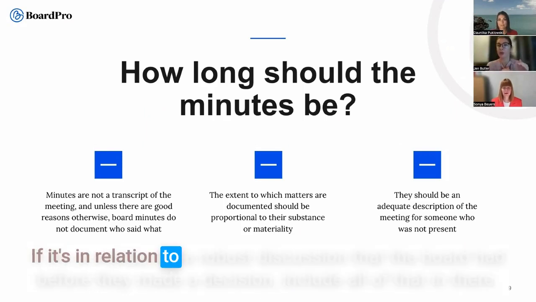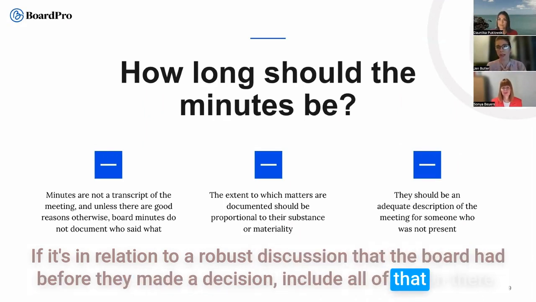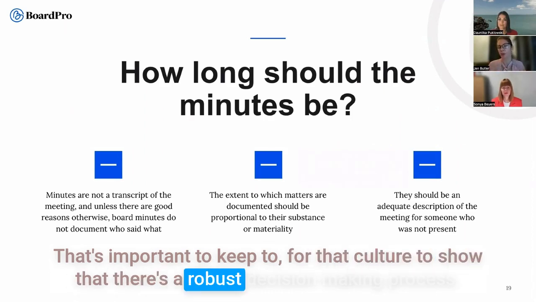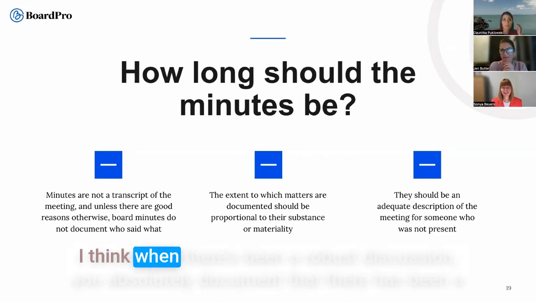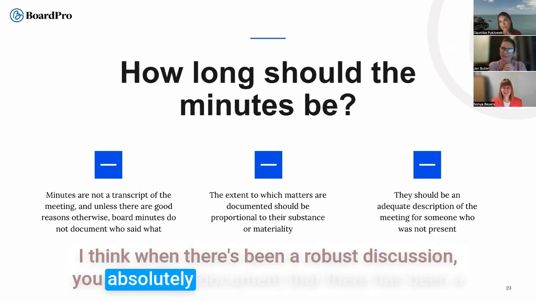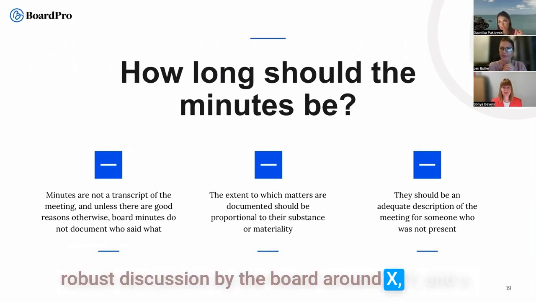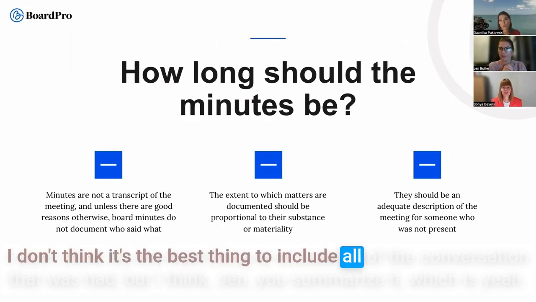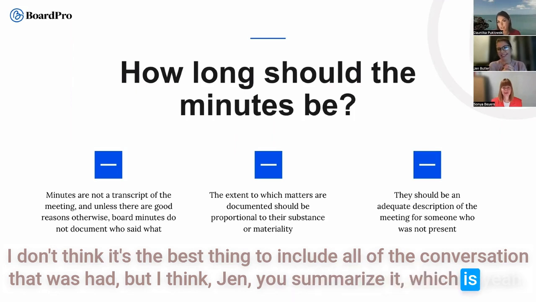If it's in relation to a robust discussion that the board had before they made a decision, include all of that in there. That's important to keep for that culture, to show that there's a robust decision-making process. You must have a view on that. Yeah, I take a slightly different approach. I think when there's been a robust discussion, you absolutely document that there has been a robust discussion by the board around X, Y, and Z. I don't think it's the best thing to include all of the conversation that was had, but I think Jen was saying we summarize it, which is important.